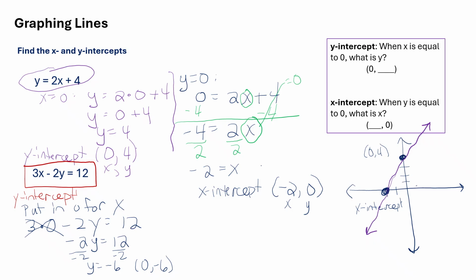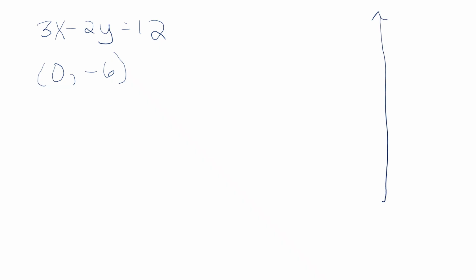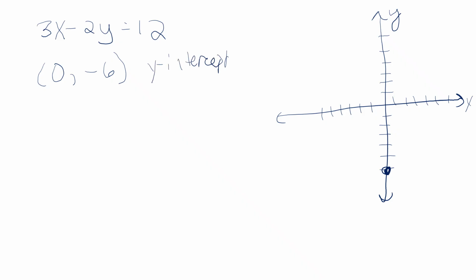I think maybe what I'll do is just go to a new page so I can do this better. So I'll just rewrite it there. We've got 3x minus 2y equals 12. What we just found is that when x is 0, y is negative 6. So we have that point to put onto our graph. And again, here's my x-axis, here's my y-axis. I have the point 0, negative 6 to plot. That was my y-intercept. And then I'm going to find the x-intercept too.